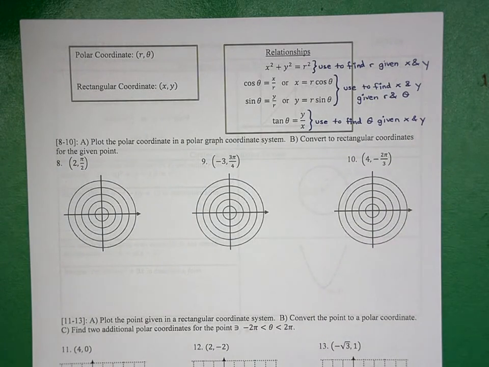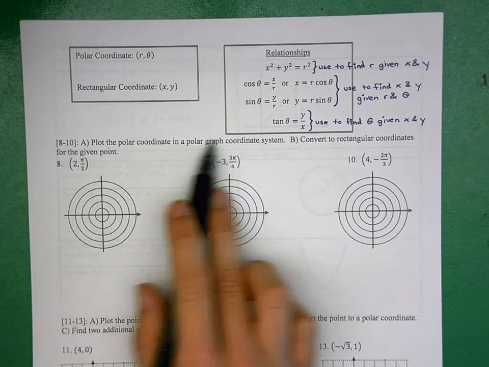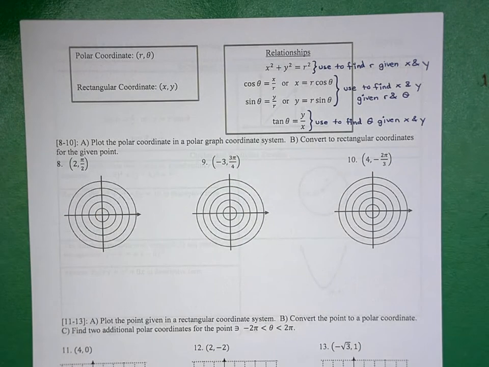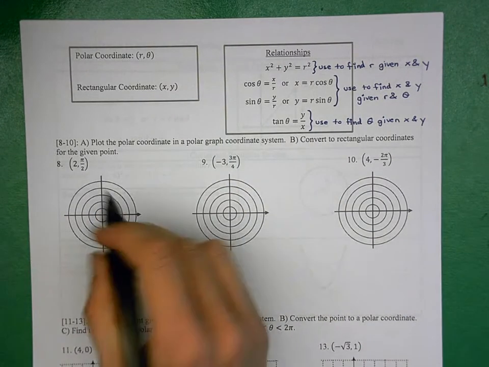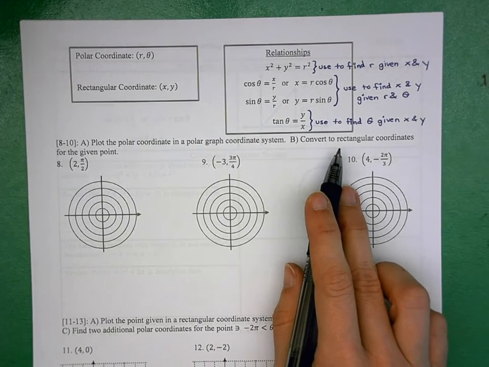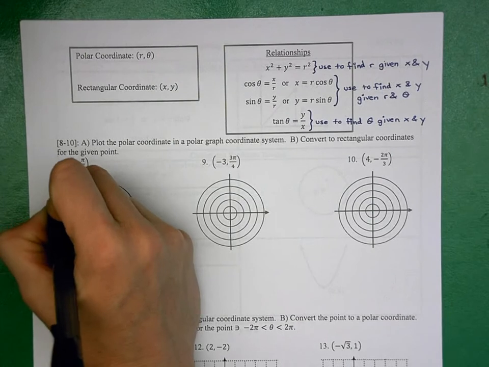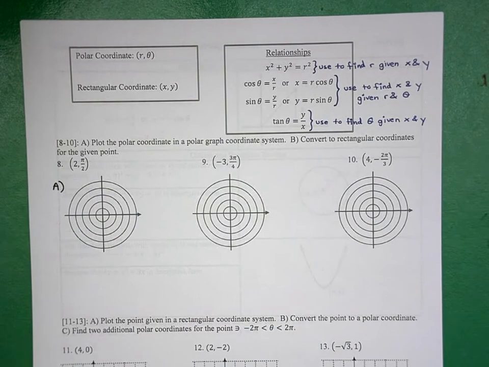Okay? So, number 8, we have two things we're going to do for each of these. First is we're going to practice plotting the coordinate points in our coordinate system. Give us some extra practice there. And then B, we are going to now practice converting to rectangular coordinates. Okay? So A is up first. Plotting our point. Okay, this is a polar, so we have our r theta.